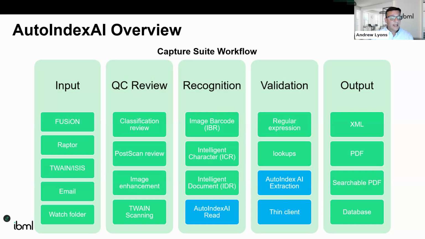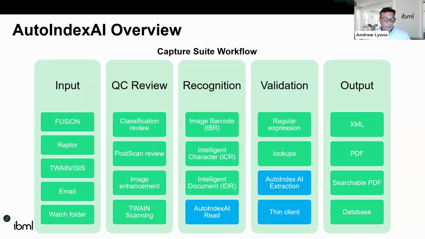The recognition modules have been there for years. We recognize barcode through image. We do your traditional zonal OCR. We have intelligent document recognition, which, if you aren't familiar with it, is a classification based on the image topography. So it's not a structured form classification. It is an image-based classification. We do this both inline and in post-scan. So again, all these modules have been there for many years. What's new with the recognition is the AutoIndexAI read. We're using AI to extract this OCR data.